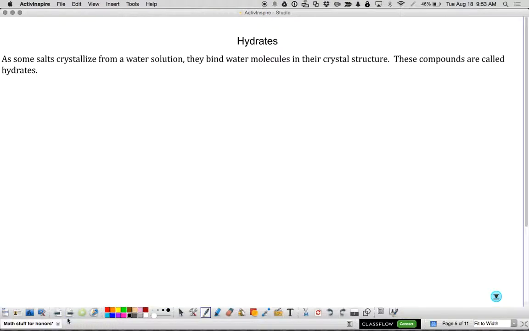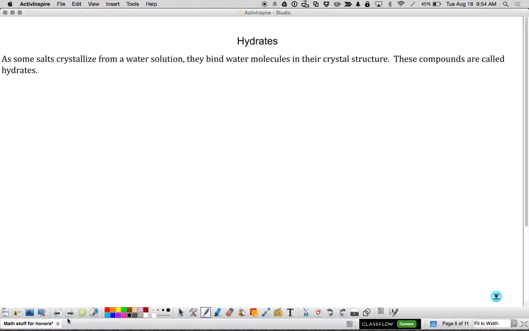All right, so you'll see those types of problems. You'll also see some problems involving hydrates, okay? And hydrates are just, sometimes when ionic compounds form crystals, water molecules bind in the crystal and become integrated as part of the crystal lattice. These compounds are called hydrates because the waters are actually kind of locked in.